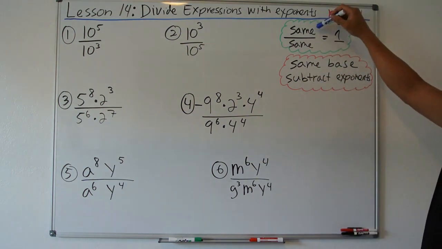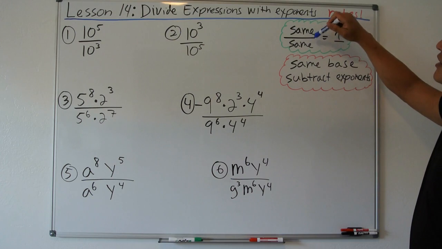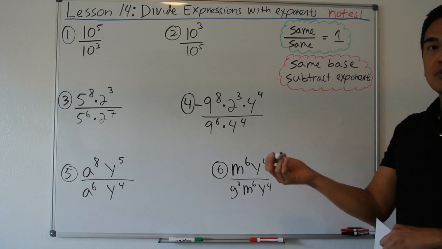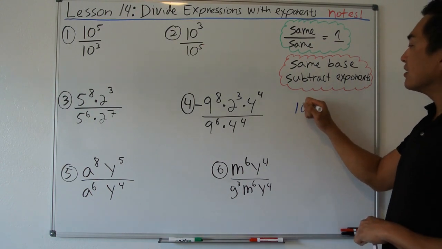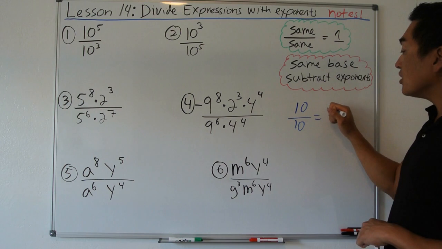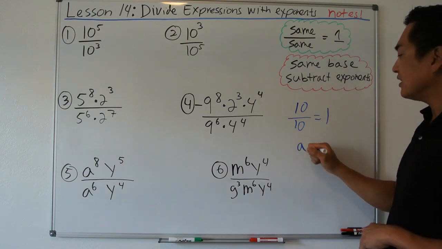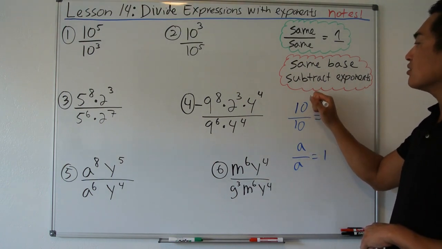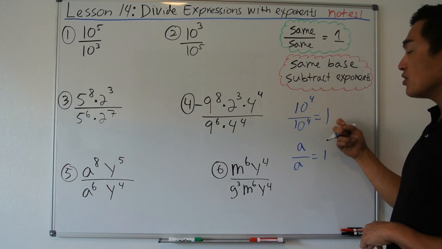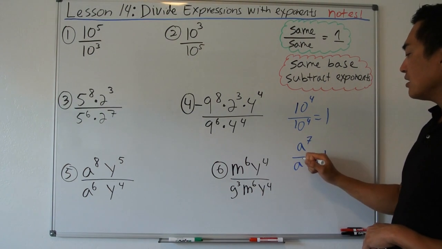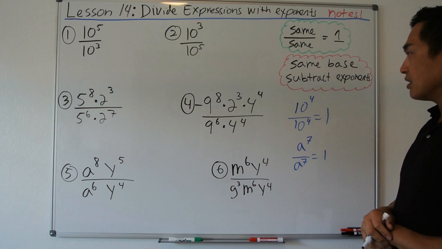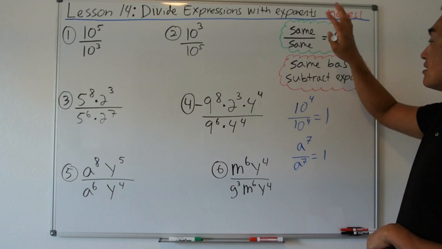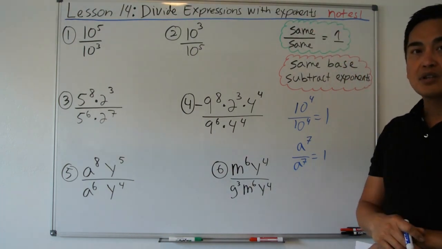Anything that's the same on top and the same on the bottom always turns into 1. Like for example, you don't need to write this down, 10 divided by 10 is 1, or A divided by A is 1. It doesn't matter, they could be 10 to the 4th power, that still turns into 1. A to the 7th power over A to the 7th power is equal to 1. So whatever's divided by the same thing, it always turns into 1. That's something that you need to know. Obviously, most of you guys already know that.